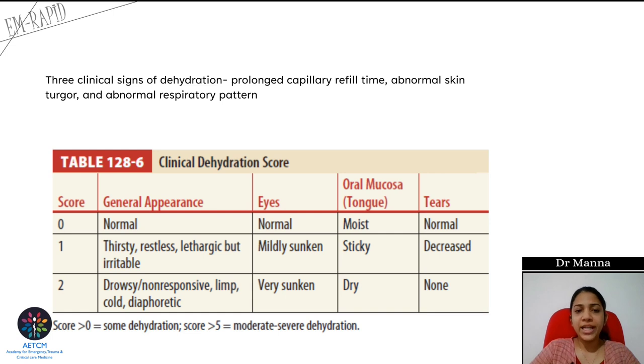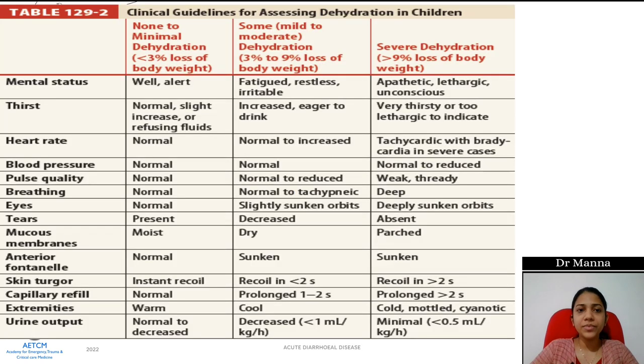But in moderate dehydration, the child will be thirsty, and if water is given, the child might drink. But in severe dehydration, the child will not be able to drink. So what all can we assess? We should first check the mental status of the child. If the child is alert, it can be because the child is normal. In moderate dehydration, the child will be irritable, and in severe dehydration, the child will be lethargic.